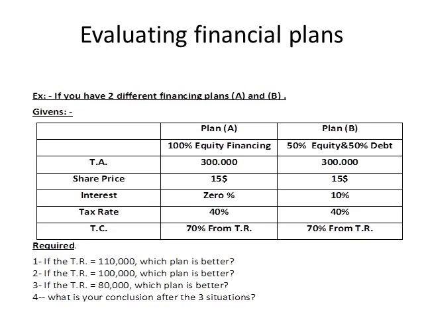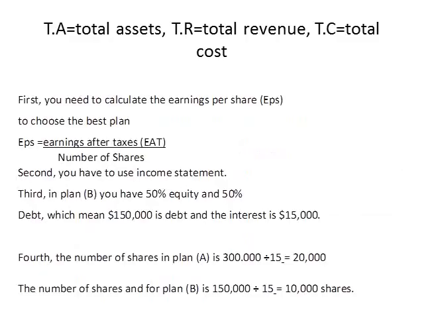In order to solve this exercise you have to follow 4 steps. The first one is to calculate the earnings per share, or the EPS, which is the profit per share, to choose the best plan. The EPS equals the earnings after taxes, or the net profit after taxes, over the number of shares. The second step, you have to use the income statement, because in order to determine the net profit you have to use the income statement.